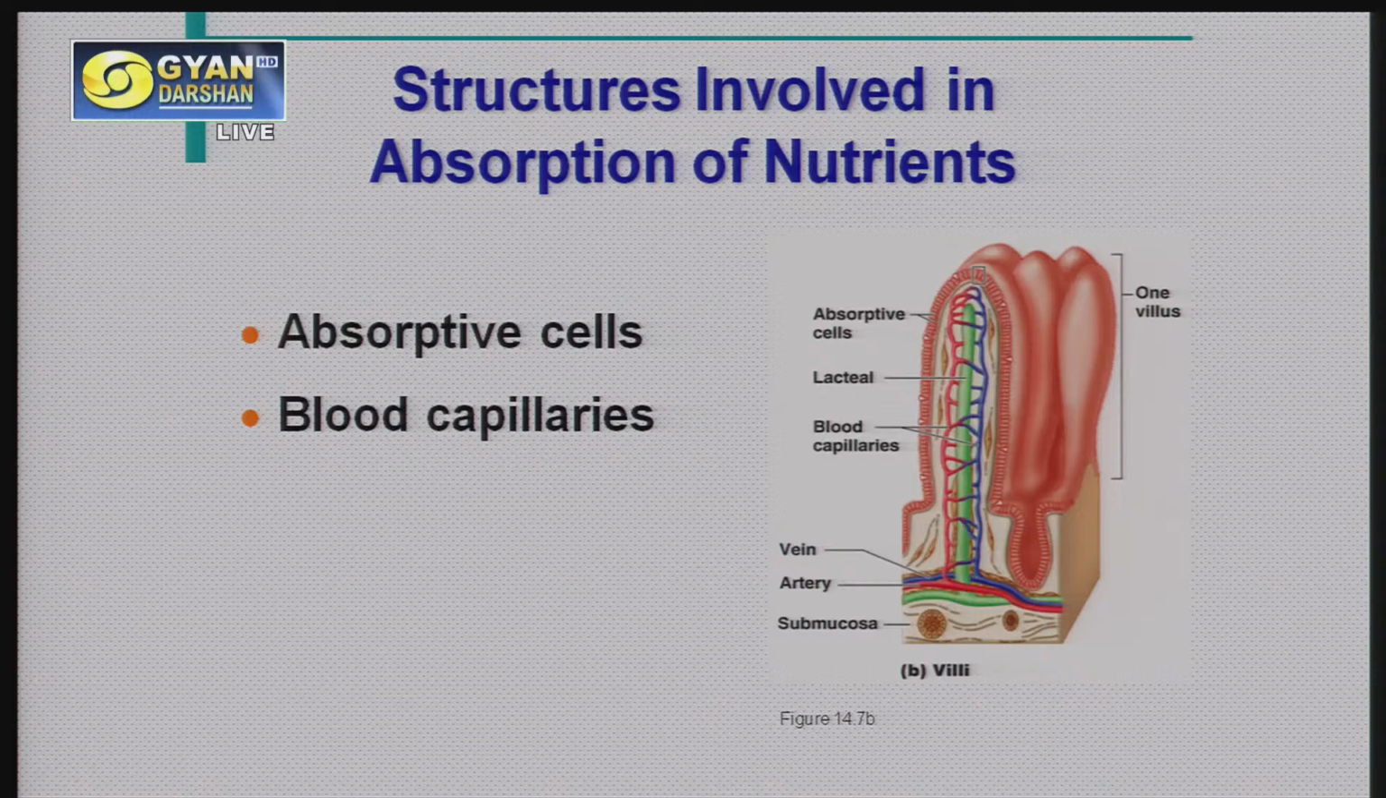You will really appreciate what type of structures are present and how these processes are happening, and these are all again vascularized. You can see here the veins, you can see here the arteries, and this is the muscular layer, that is the submucosa.